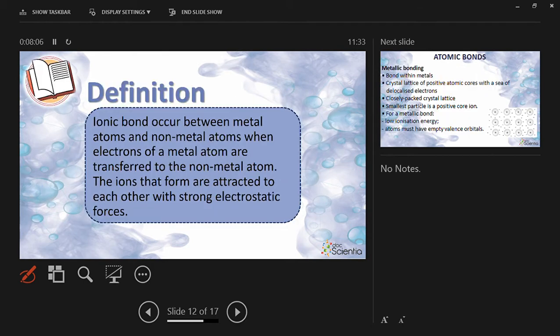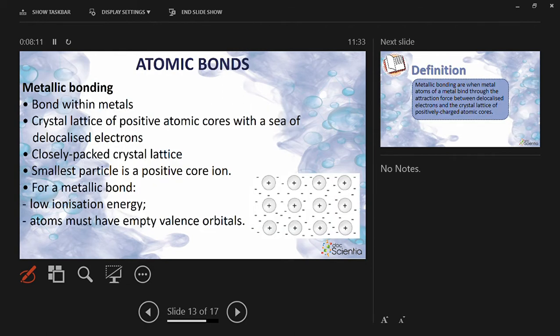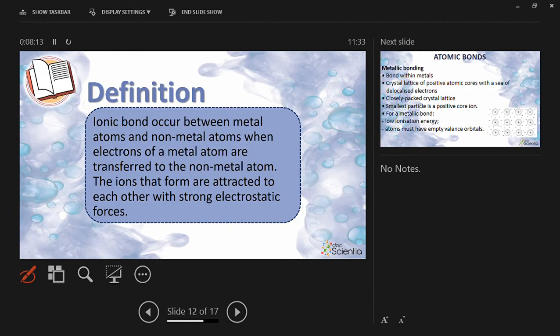Dan vra hulle vir jou, wat is die definisie van 'n ioniese binding? Slide spring nou weer rond hierso. Okay, 'n ioniese binding is tussen 'n metaal en 'n nie-metaal. Onthou, dit is nie die definisie nie, né? As jy net vir my sê dis tussen 'n metaal en 'n nie-metaal, dan het jy nie vir my die definisie gegee nie. When electrons of a metal atoms are transferred to the non-metal. Daai oordrag van elektrone is die belangrike ding hierso.